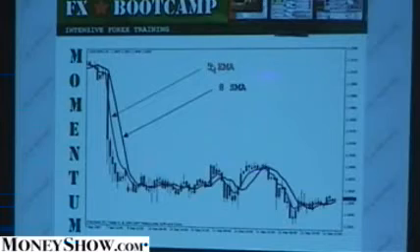Then what I look at is the 5 and 8. This represents momentum. Okay? Momentum of price. So notice how price is falling just below that red EMA. That's the 5 EMA. That means the price is falling, and it's falling very quickly. You certainly don't want to go along in that situation.